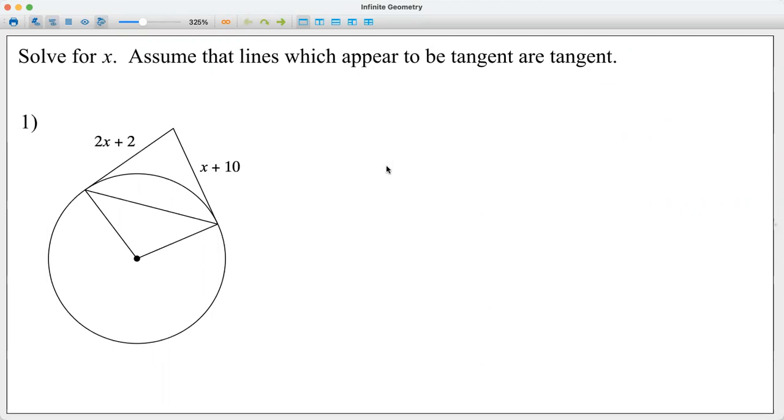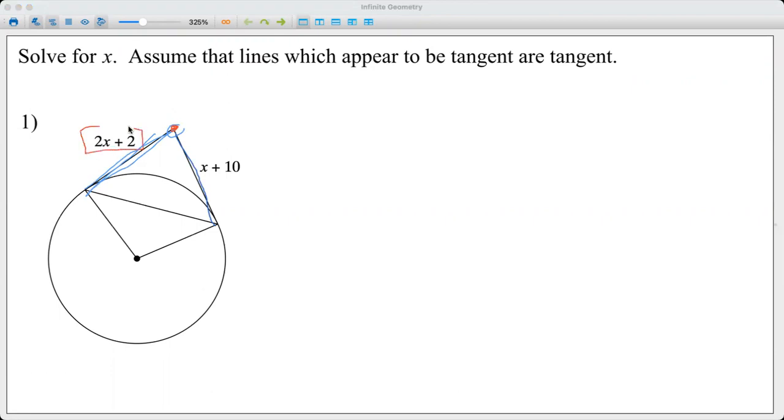All right, so let's see. Question number one says solve for x. We've got a circle and it says assume that the lines which appear to be tangent are tangent. So we just need to remember that if two lines are tangent to a circle and they come from a common point, then that simply means that the two tangents are equal to each other.